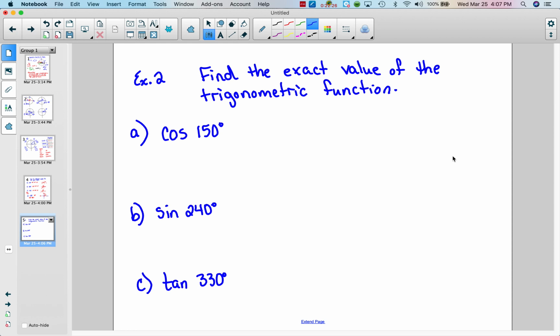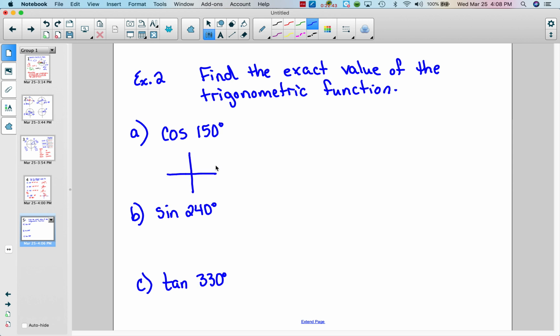Okay, next example, find the exact value of the trigonometric function. So when it says find the exact value, that means these are special triangles, or we're at least going to use the special right triangles. So this is what you're going to have to do. First thing you're going to do is draw a picture of the angle.